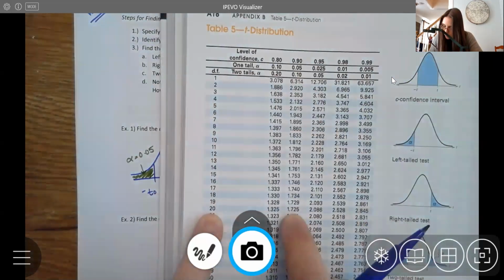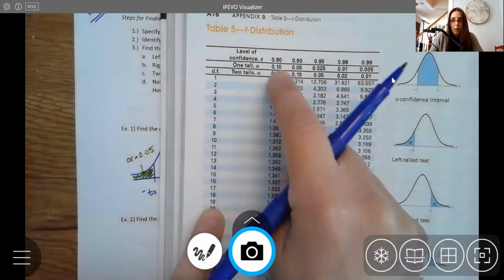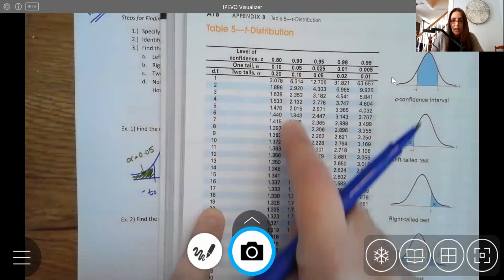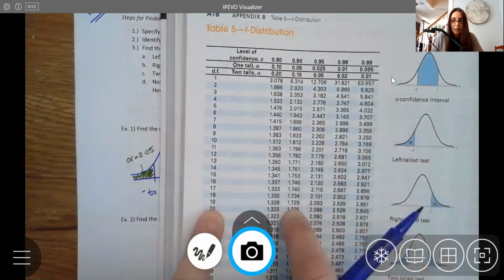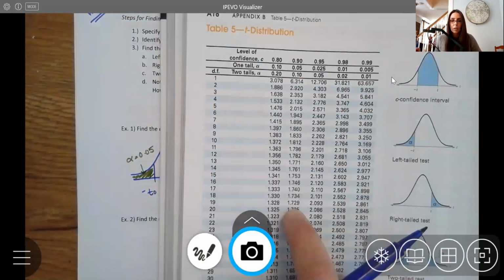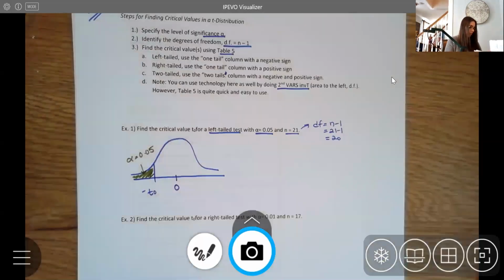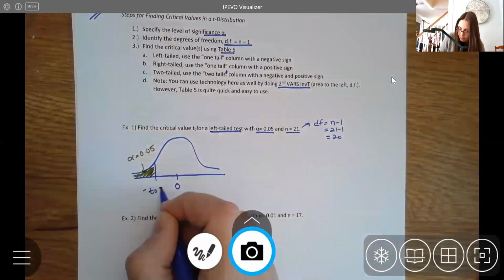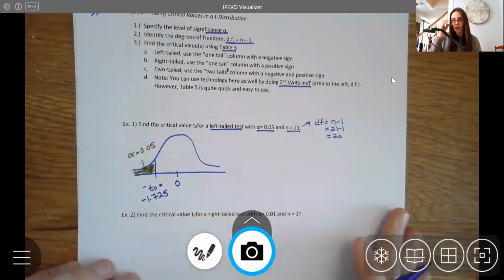So I see 1.725. So I'm going to use that value. Again, there's my degrees of freedom, and then I'm in the one tail 0.05 section. So when I go down, I get that value here. And for a left test, just a reminder, you're going to use a negative, right? Because you get a negative value there. So we're looking at negative 1.725. So that's it. We're done. The table is pretty quick.